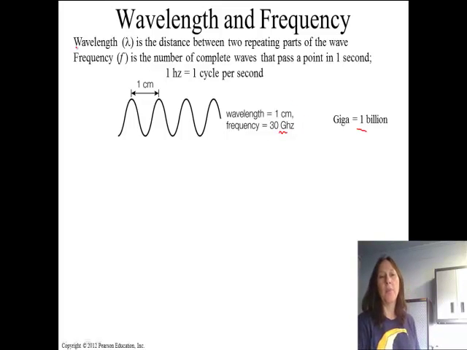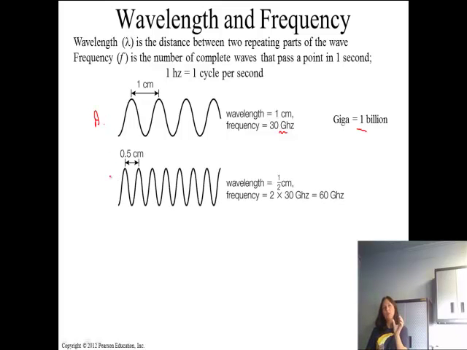So what happens if we compare A to B? Notice that relative to A, we have taken this wavelength and made it half. So wherever there was just one cycle, now there are two cycles. So 0.5 centimeters for the wavelength. Notice what that did to the frequency. Now per second, we have 60 gigahertz. Is that not cool? Does that not make sense? Yes, it does.